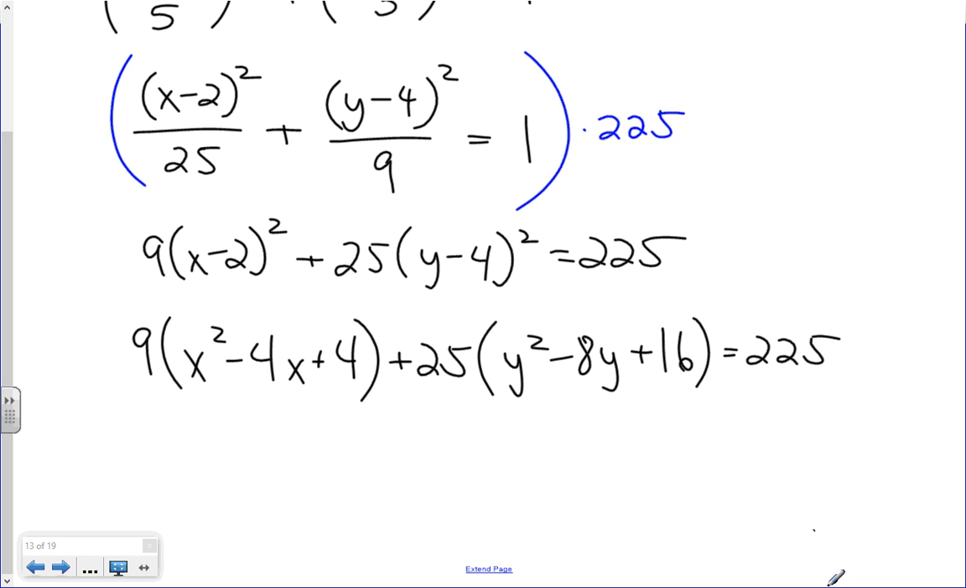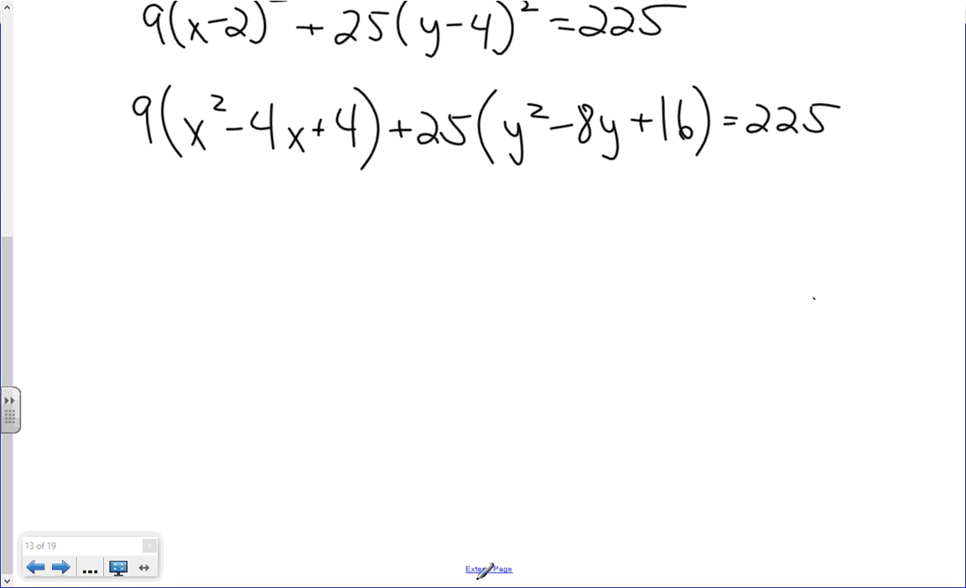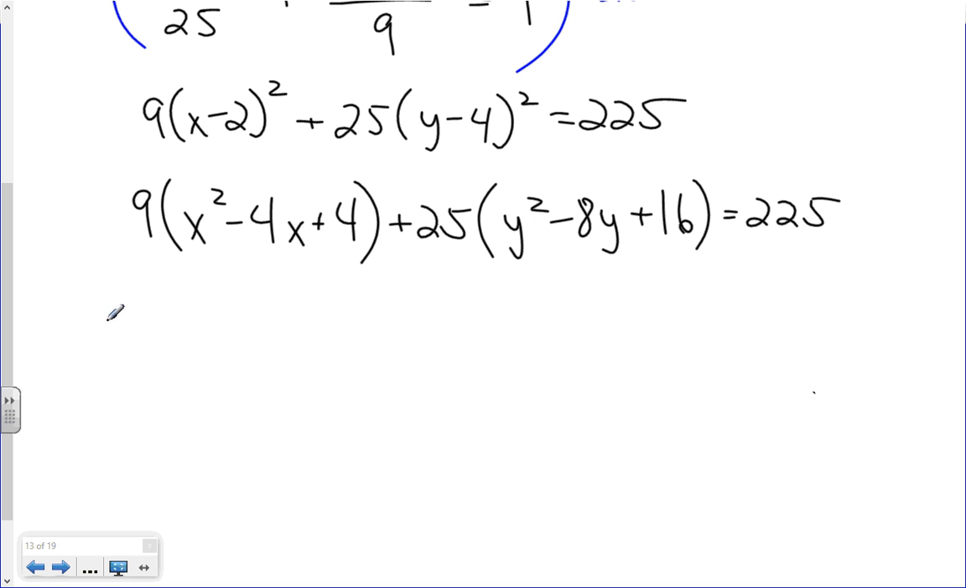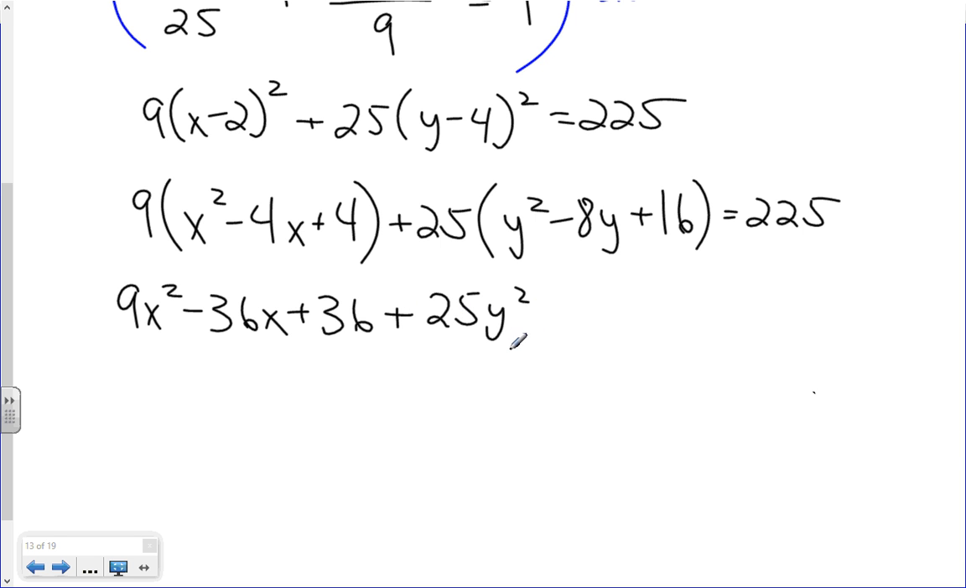All right, that looks pretty good. Let's multiply the 9 through and the 25 through the parentheses there. So we get 9x squared minus 36x plus 36. Multiply the 25 through: 25y squared. 25 times 8 is 200, so negative 200y. And then 25 times 16, well, that's double the 200, right? So that's 400. And that's equal to 225. So actually, well, I shouldn't say we have it written in the form yet, but we have all the terms written out. Now we just got to get it in the right order for the form that we're looking for.